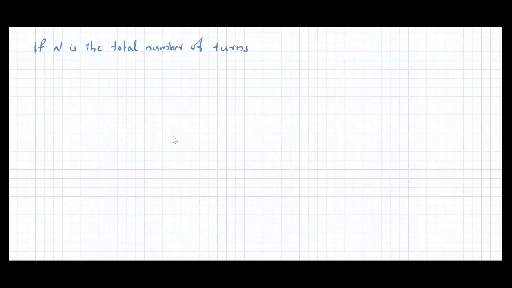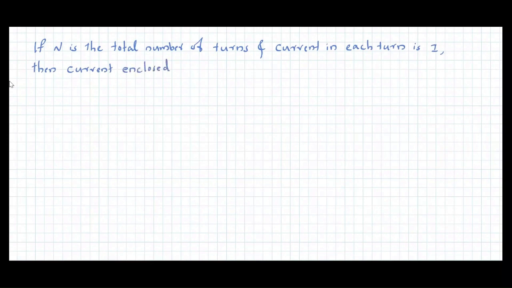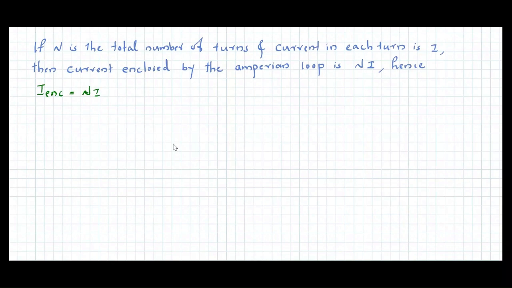Suppose capital N is the total number of turns in the toroid, and the current in each turn is I. Then the current enclosed by the Amperian loop is nothing but NI. This is because each turn will contribute a current I to the Amperian loop. Therefore, I enclosed is equal to NI.